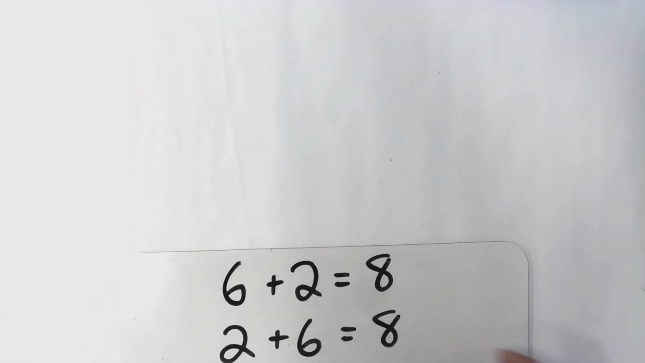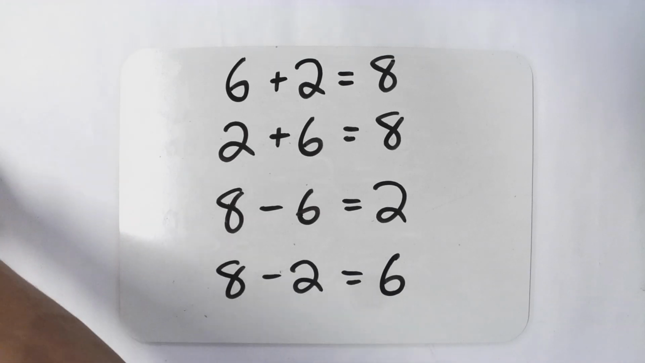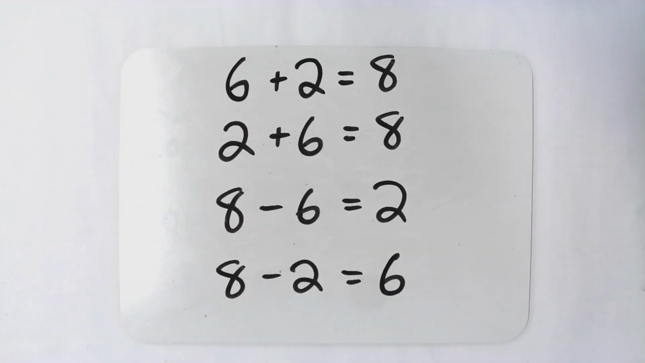So in the concrete model, I just had some blocks. The representational model is just a drawing that represented those blocks. And that abstract model is going to be that fact family with the addition and subtraction equations.